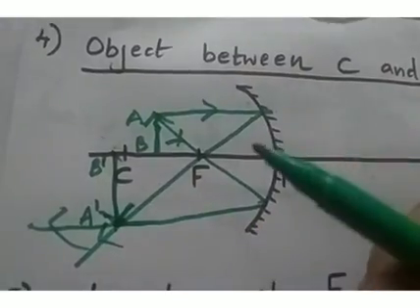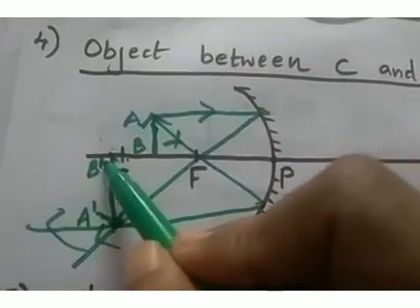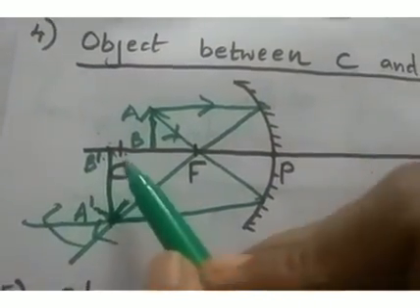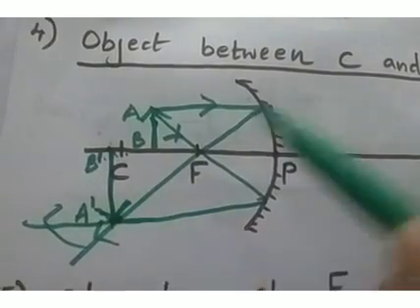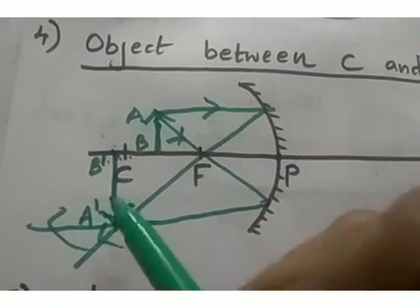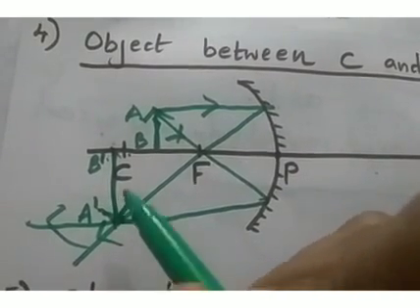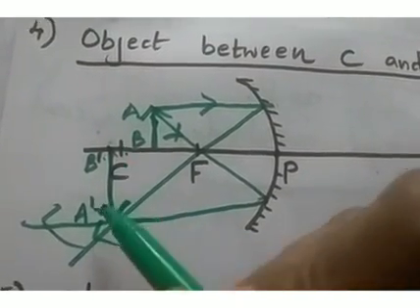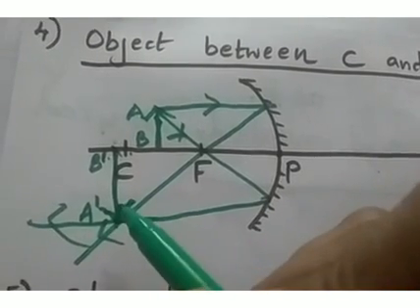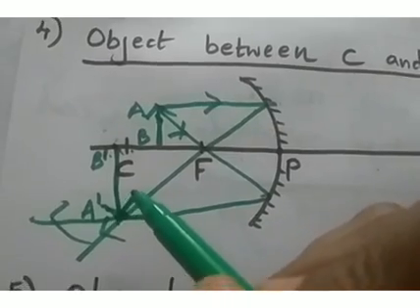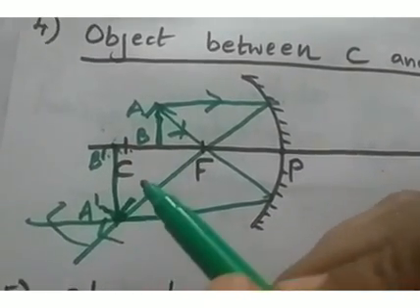Where is the image formed? Image is formed beyond the center of curvature. See, image is formed beyond center of curvature, and it will be a real inverted image. And what about the size? Yeah, it is a bigger one. Bigger means magnified or enlarged. Okay, magnified or enlarged.